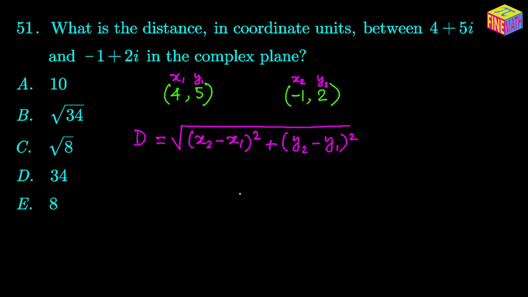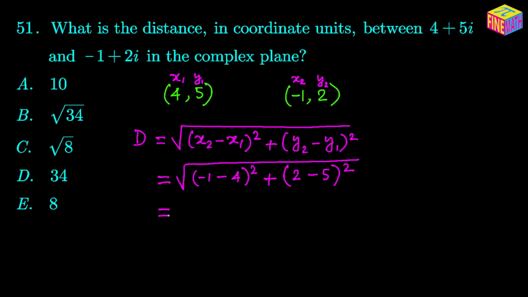So let's substitute the values to find the distance here. So here this will be square root of what is x sub 2? Well, x sub 2 is actually negative 1. And then what is x sub 1? Well, that is 4. So x sub 2 minus x sub 1 whole square plus what is y sub 2? Well, y sub 2 is actually 2. And then minus what is y sub 1? That is 5, positive 5, and whole square of that.